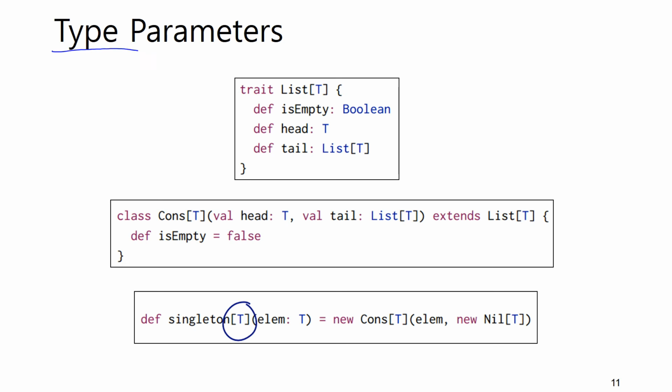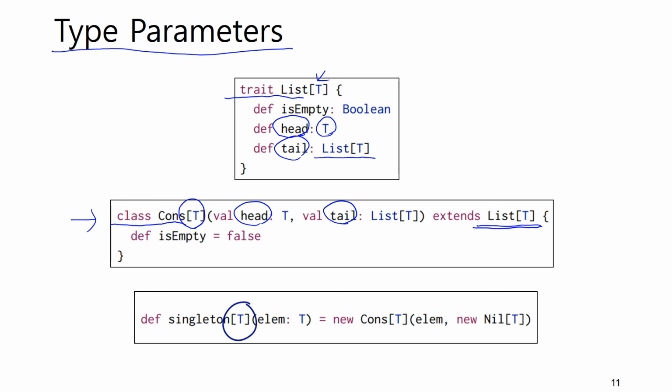In Scala, you can use type parameters. For example, in this definition of a trait List, you introduce type parameter T to represent the type of every element in the list. So the method head returns a value of type T, and tail returns List[T]. In this example, we define class Cons which extends List[T]. So the type parameter T is used for the type of head and tail, and also coincides with the type parameter used in List[T].